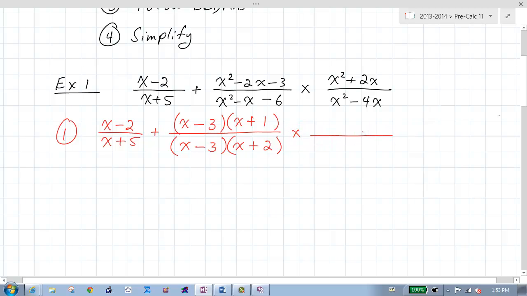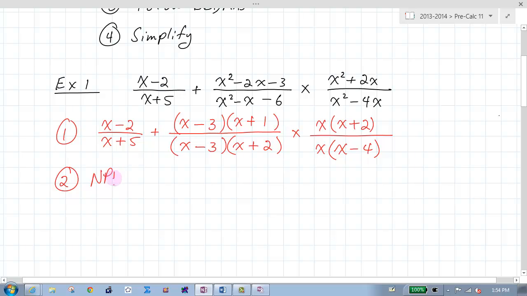Okay, and then the last rational expression is x squared plus 2x over x squared minus 4x. X is a common factor in the numerator, so I'm left with x plus 2. Same thing, there's a GCF, greatest common factor, in the denominator that we factor, and that's x, and we end up with x minus 4 as the other factor. Okay, so at this stage, we're going to state the non-permissibles.